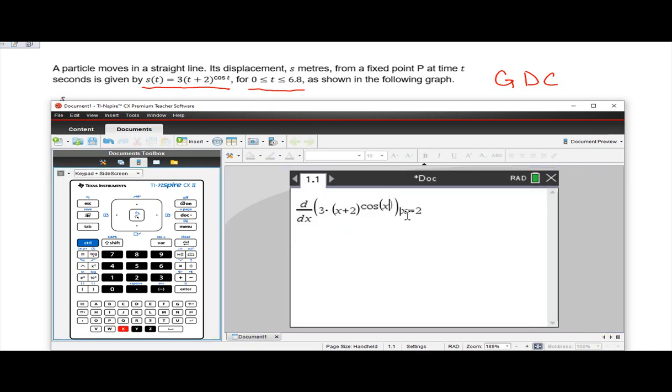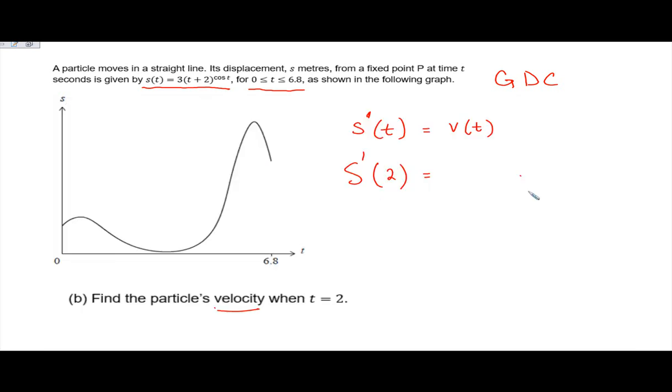Now make sure whenever you're in calculus that your calculator is in radian mode, because anytime you're working with any functions with sine, cos, tan, you have to make sure that your calculator is in radian mode or you're going to get wrong answers. Okay, so go ahead and click enter. Our answer is negative 2.2999. If we round to 3 significant figures, we end up with negative 2.3.